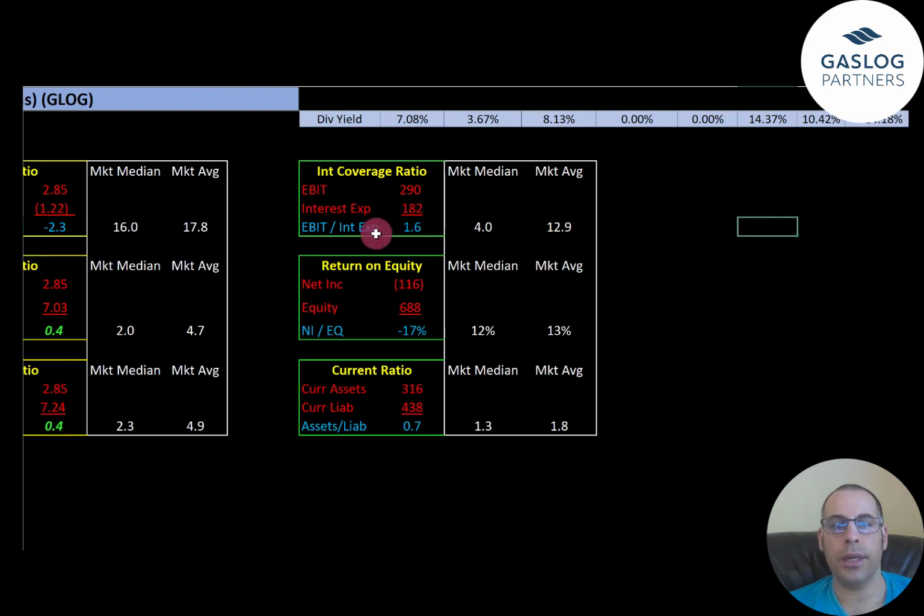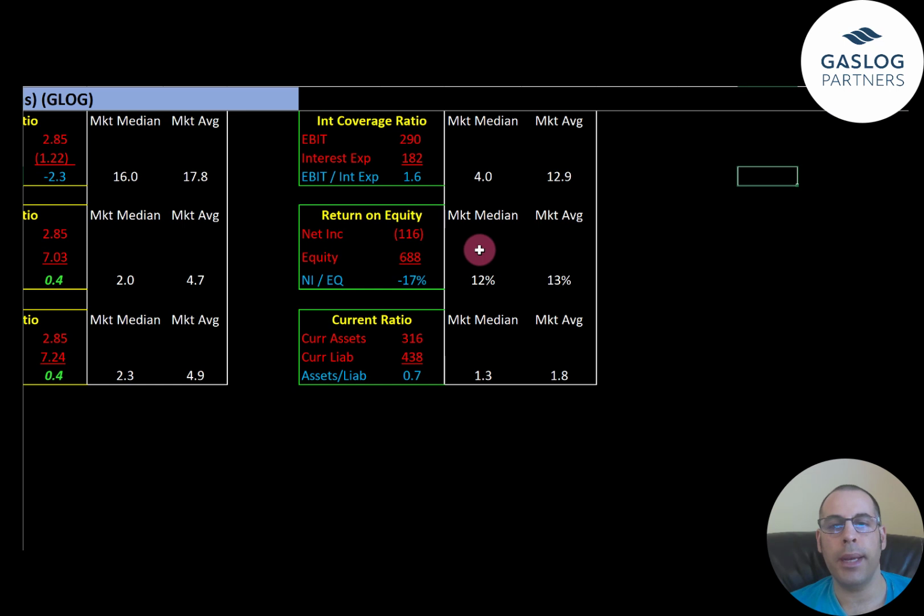They have a weak interest coverage ratio. The median is 4.0. The average is 12.9. Interest coverage ratio is EBIT over interest expense. I like to see above 2. They're at 1.6. So they can cover their interest payments, just not a lot left over. EBIT is earnings before interest and taxes, also called operating income on the income statement.